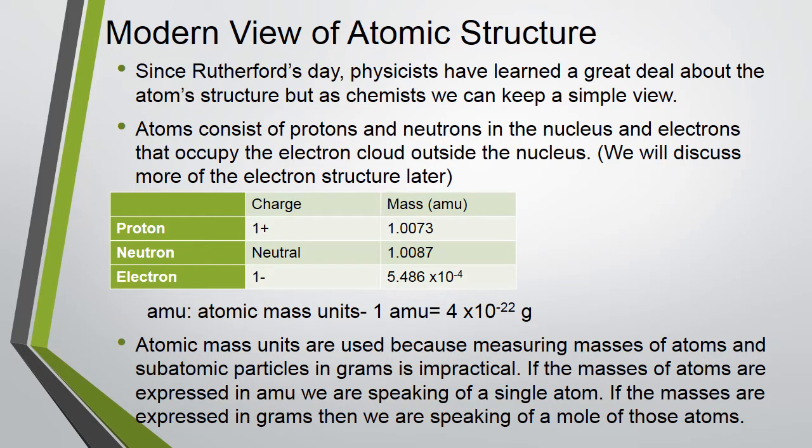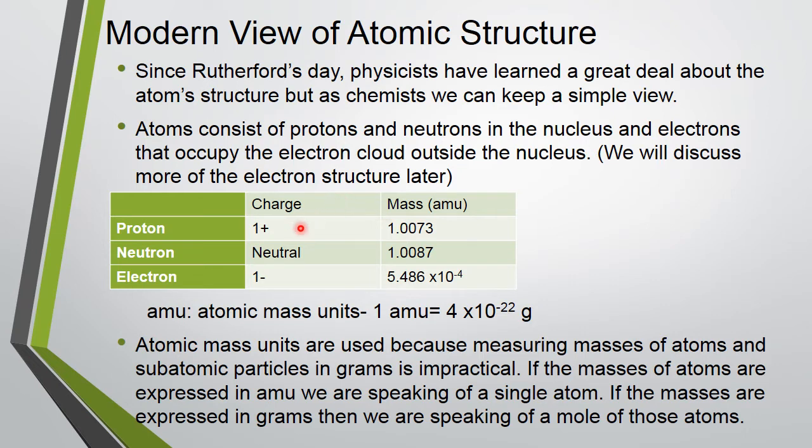So jumping ahead a little bit, since Rutherford's day, physicists have discovered and learned a lot about atomic structure, but as chemists, we keep it simple. We don't have to go into a lot of quantum theory and all that stuff. We don't need to know what makes our protons and neutrons and electrons. We just need to know that those exist and where they are and what kind of charge they have. So our atoms consist of protons and neutrons in the nucleus and electrons that occupy the electron cloud outside the nucleus. We call it an electron cloud, and we will discuss later in another chapter where in the electron cloud those electrons live and how they're structured.